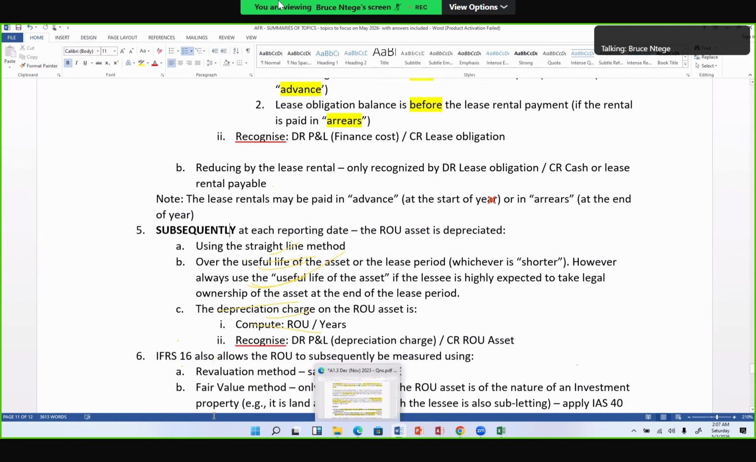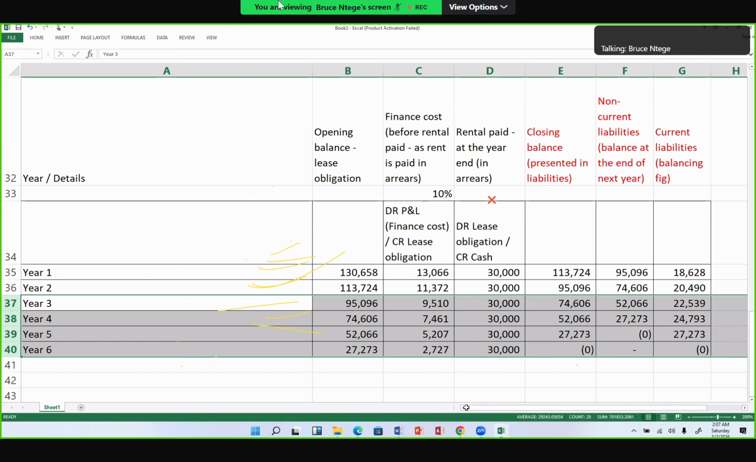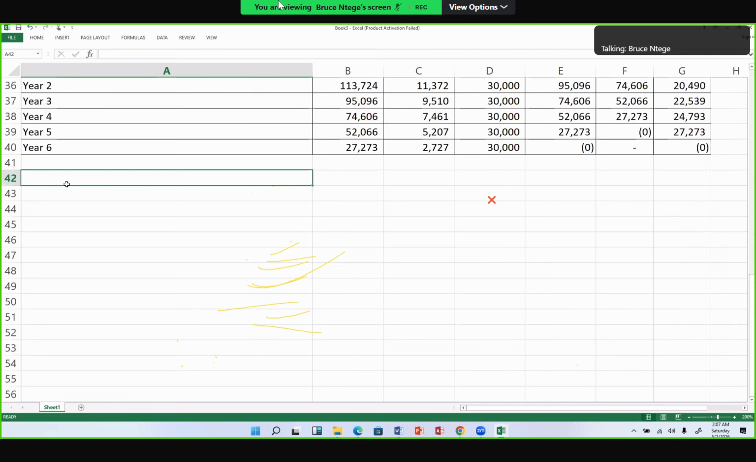Okay, so let's go back now so that again, subsequently, at the end of each of the 6 years, I am going to depreciate the asset.